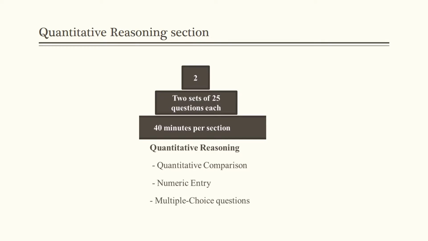So this was an overview of how to approach the exact type of questions in verbal reasoning. Let's move on to the quantitative reasoning section. As we discussed last time, you will have 2 sets of 25 questions each, and you'll get 40 minutes per section.